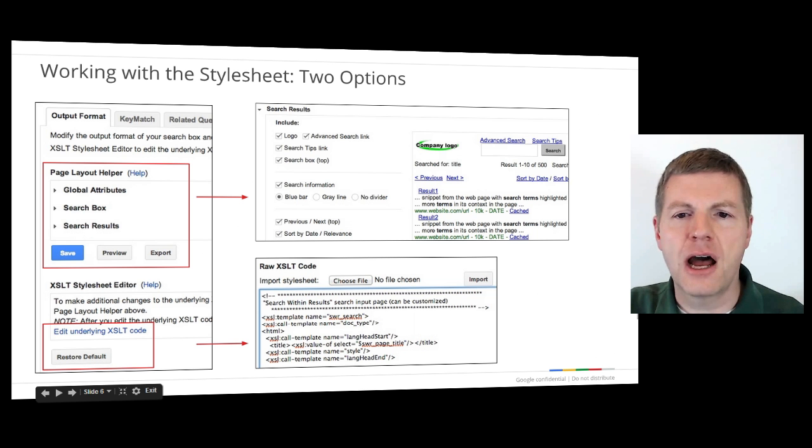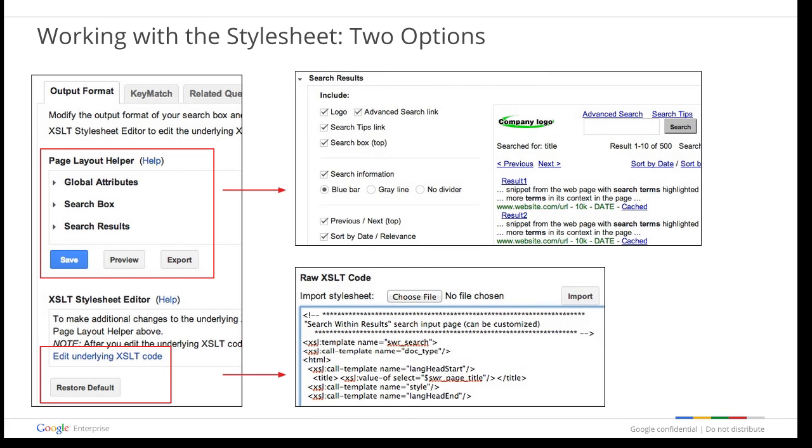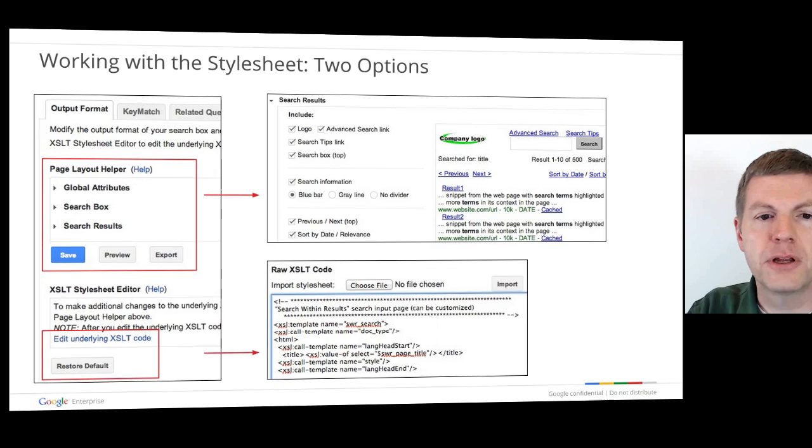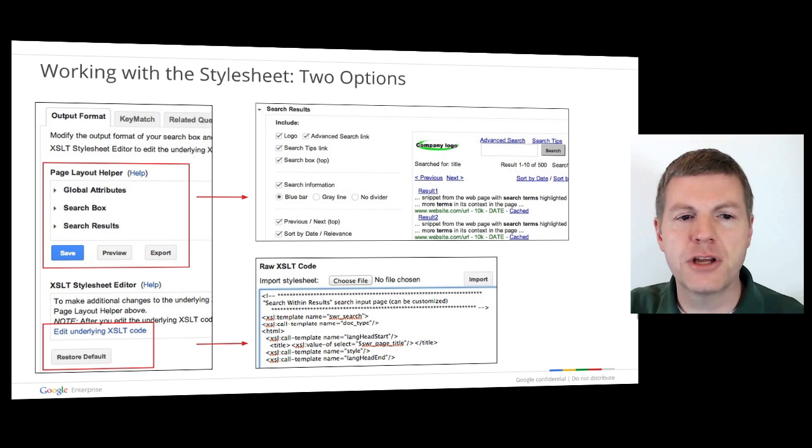There are two ways you can edit the style sheet: the easy way and the hard way. The easy way is the Page Layout Helper. This is a graphical user interface that lets you point and click to make basic changes. When you've reached the limit of what the Page Layout Helper can do, you will need to edit the XSLT directly. You can do this directly from within the admin console, but we don't recommend it. Instead, download it and use a programmer's text editor to make changes, then upload the changed version. You should always do what you can in the Page Layout Helper first. Once you edit the XSLT directly, you cannot return to the page layout helper without discarding your changes.